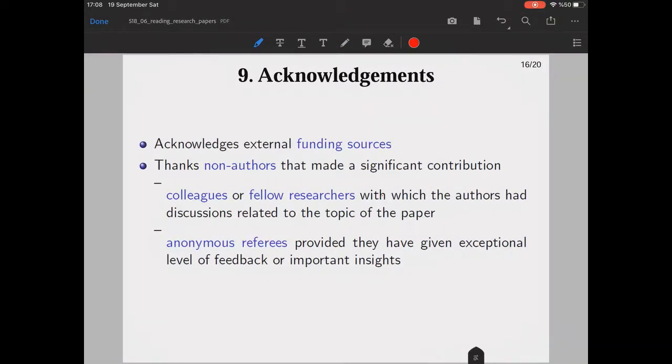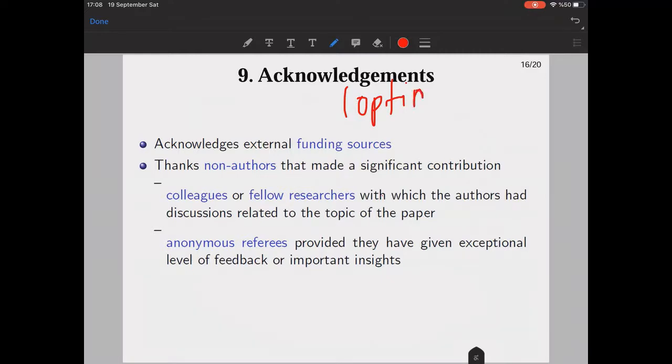After the conclusion usually comes the acknowledgements part. Of course, this is optional. You may not have acknowledgements, but we usually have. Acknowledgements: external funding resources can be mentioned here. Thanks to non-authors that made significant contributions, the people who typeset your work, or may help you with the English, for example, whatever language checking.